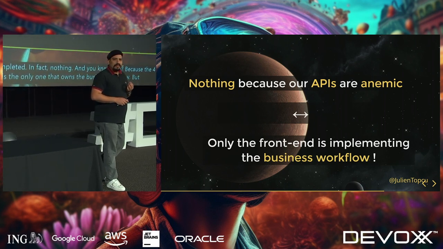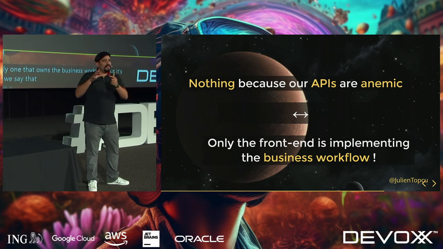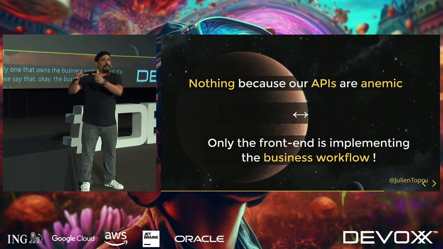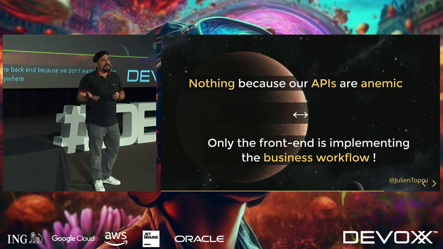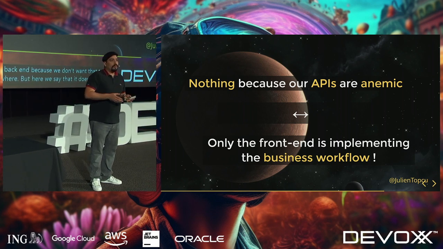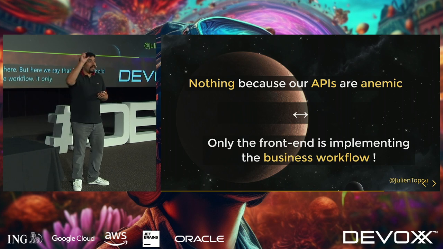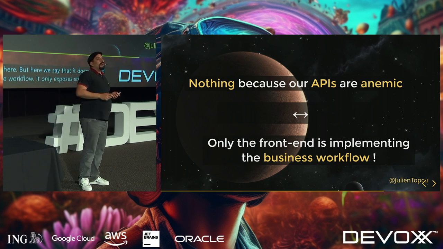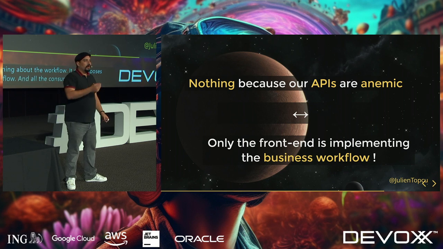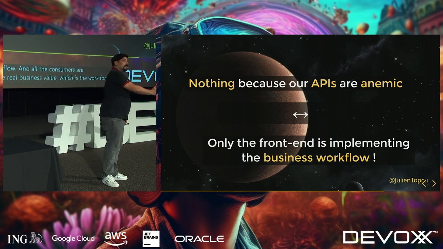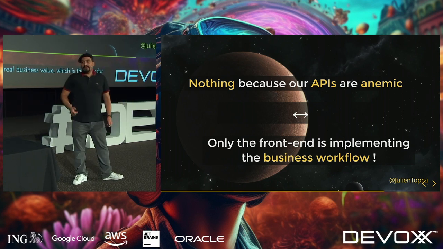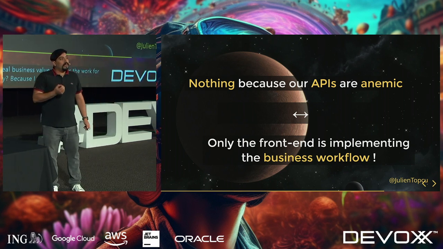But it's weird, since we say that the business should be on the back end, because we don't want that to be duplicated everywhere. But here we say that it doesn't own anything about the workflow. It only exposes steps of that workflow. And all the consumers are implementing the real business value, which is the workflow itself, right? And why? Because our APIs are anemic regarding the workflow.